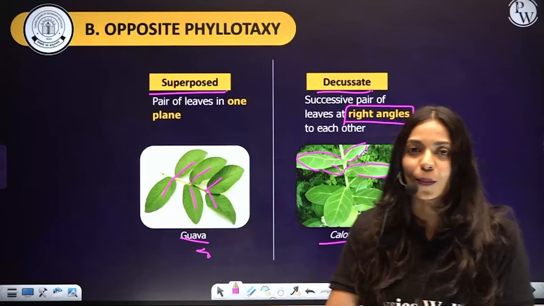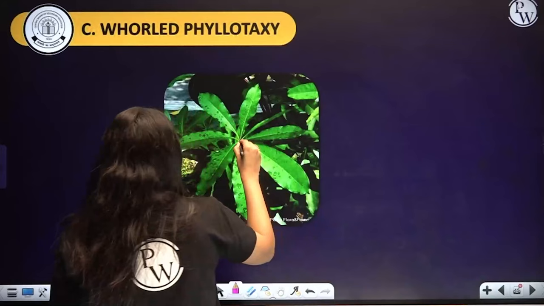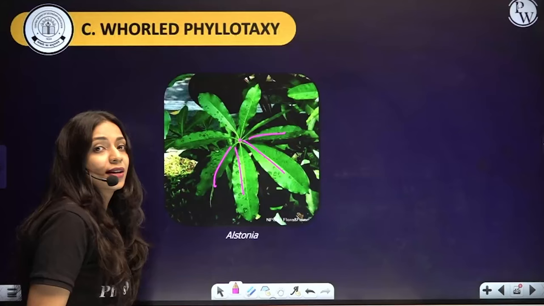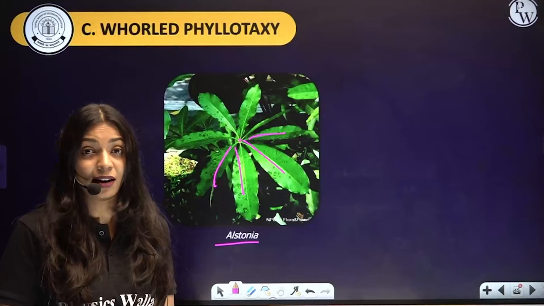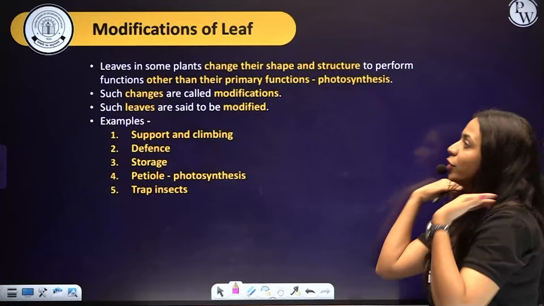Whorled phyllotaxy, I said that from each node, more than two leaves arise. Here clearly, there are more than two, one, two, three, four, and many more. So this is referred to as whorled phyllotaxy. You can observe this in the plant Alstonia. Now let's move on and talk about the modifications of leaves.